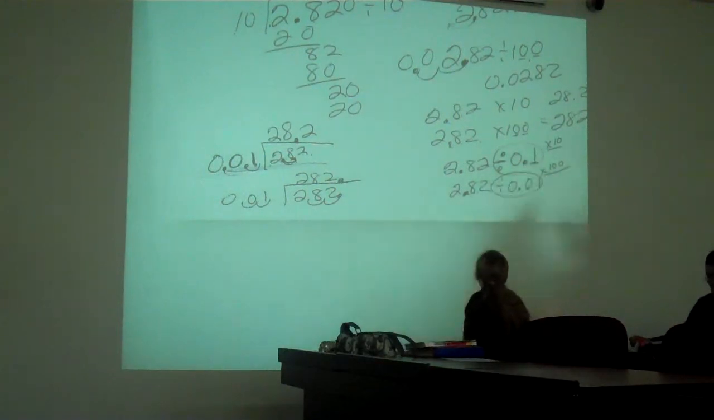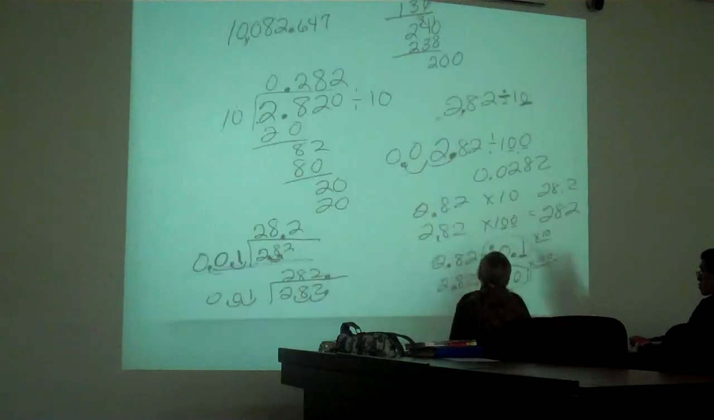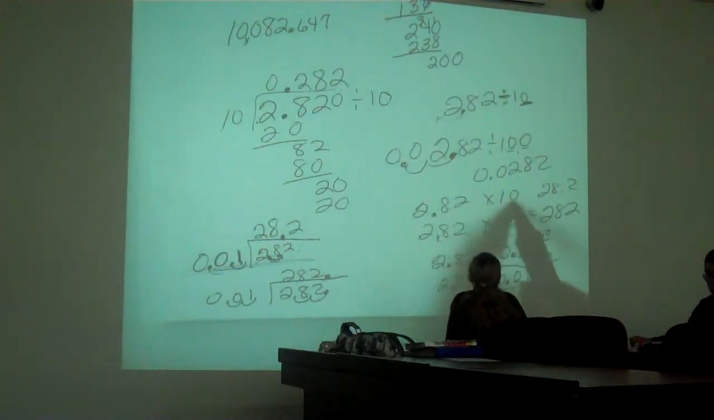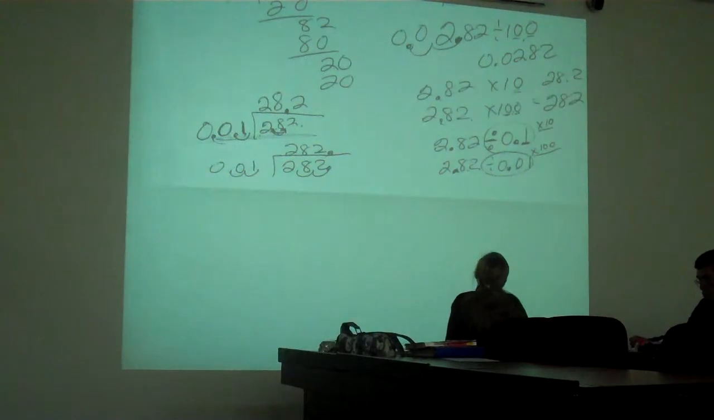This, you moved it 1 time. If it's times 10 or 100, or divided by 10 or 100, you count the zeros. But on these, you count how many numbers are behind the decimal. And if you ever forget, just do the work. Divide it or multiply it. It's not that hard to multiply or divide by 10 or 0.1. Okay? So don't get it wrong just because you forgot.